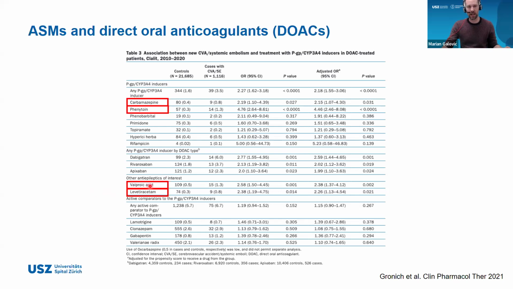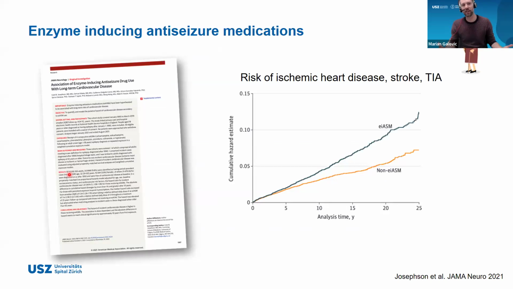Also, we know that valproic acid has a high risk of interacting with these medications. But I think, and this is quite interesting, that there was also a higher risk of having a stroke if people were treated with levetiracetam. And this is some real-world evidence that may be pointing to some sort of interaction between direct oral anticoagulants and levetiracetam. So I'm really looking forward to getting some more data on this. As you can see, the groups here for levetiracetam were very, very small. What else can I tell you?